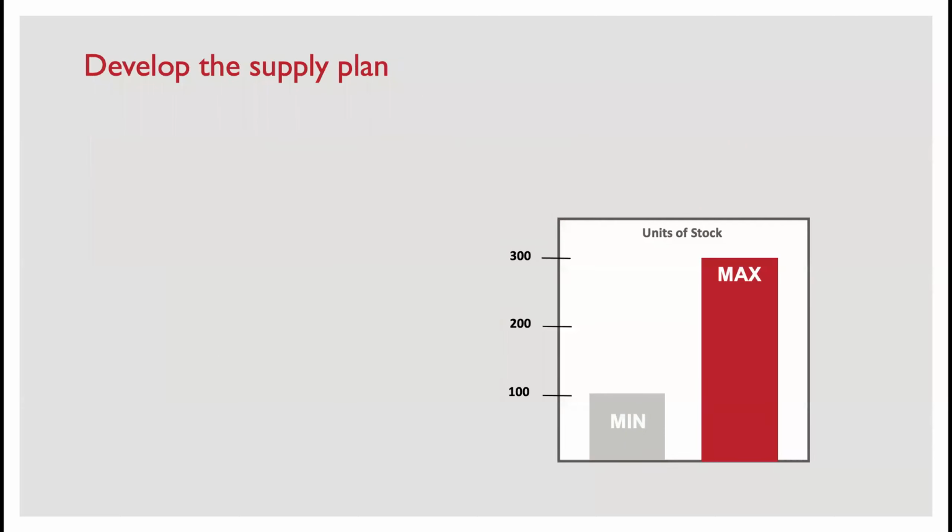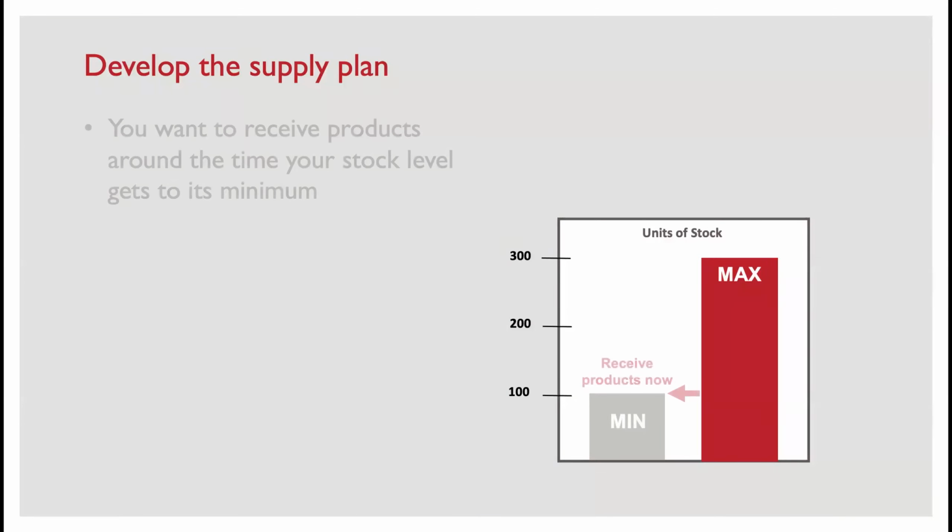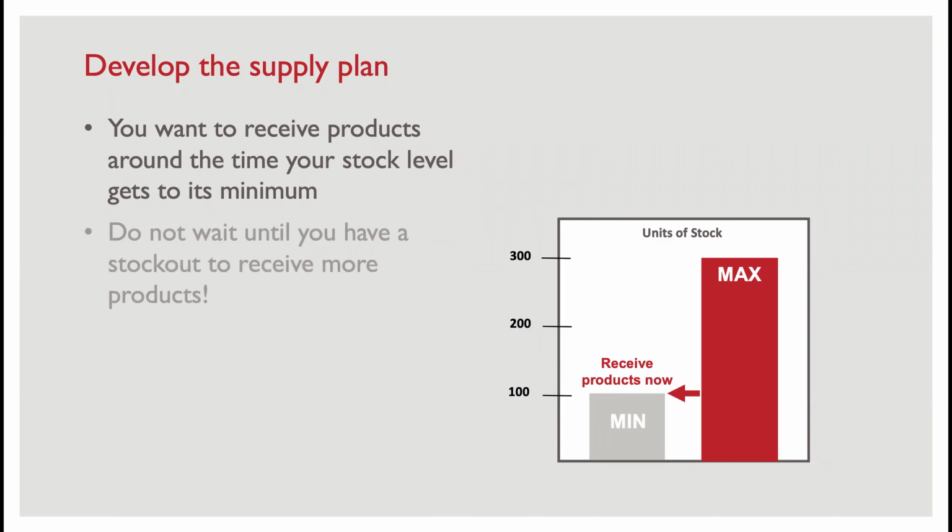The fourth step in supply planning is to develop the supply plan. And here is some guidance that we want to keep in mind related to the supply plan. The first thing we want to remember is that we want our product shipments to arrive in country around the time that our national stock level reaches its minimum. This is because we do not want to wait until we expect a stock out to receive our products.